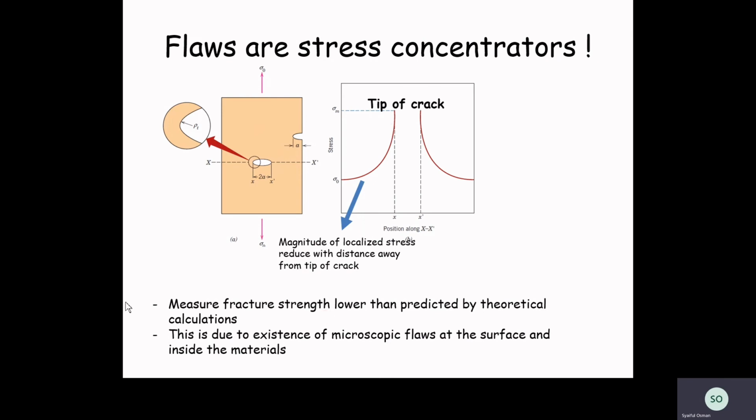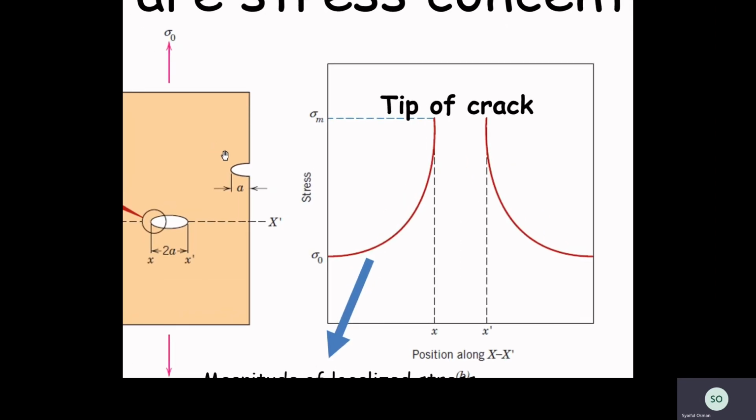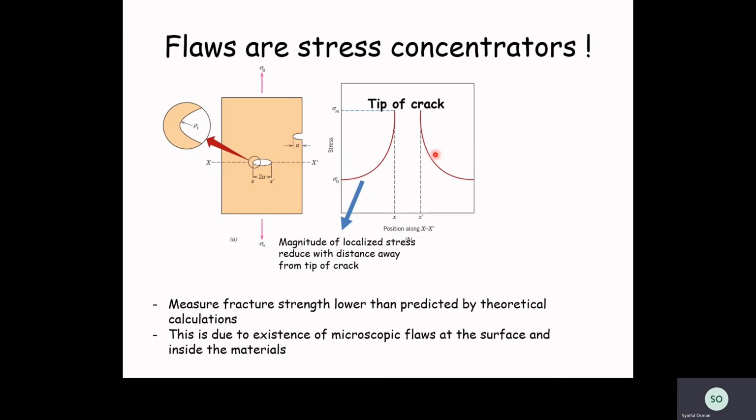This phenomenon is demonstrated here in the figure. You can see a stress profile across a cross section that contains an internal crack. As indicated by this profile, as we move away from the tip of the crack, the magnitude of this localized stress reduces with the distance away from the crack tip.